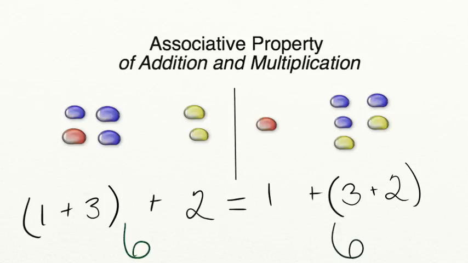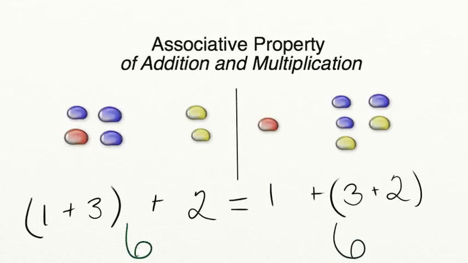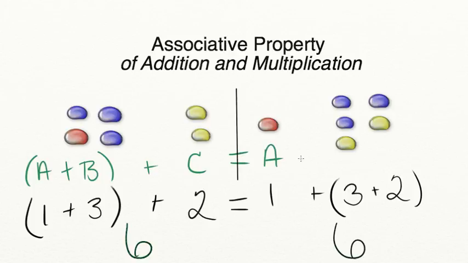So the associative property tells us that if we're using addition or multiplication, that we can group numbers differently using parentheses. So if we wanted to write an equation for the associative property using variables, we would write it as (A plus B) plus C. And we'd say that that amount is equal to A plus (B plus C).